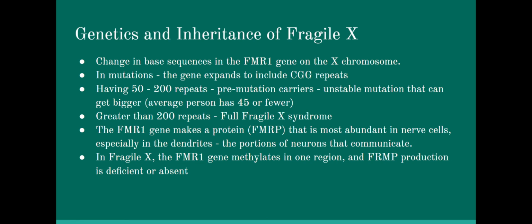If you have 50 to 200 repeats of this CGG sequence, you are a premutation carrier. It's an unstable mutation. It could get bigger. The average person has 45 or fewer of these repeats. A carrier has 50 to 200. In that gray area, 45 to 50, we have people who aren't quite carriers, but if you identified this, you would want to watch them and counsel maybe future generations. Greater than 200 repeats results in full Fragile X syndrome.